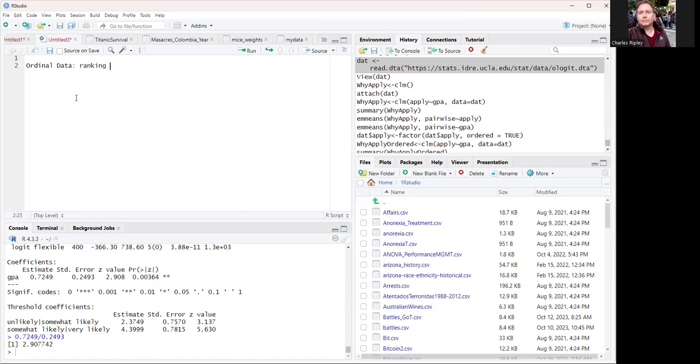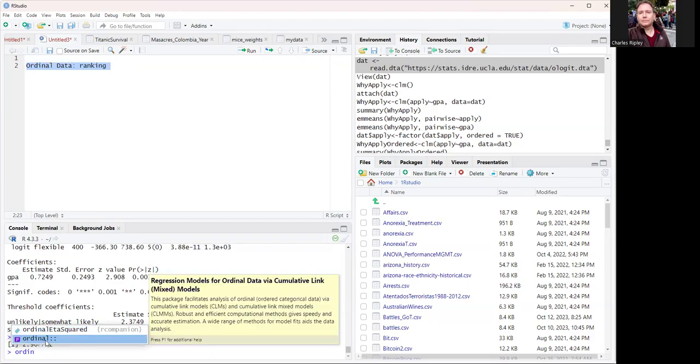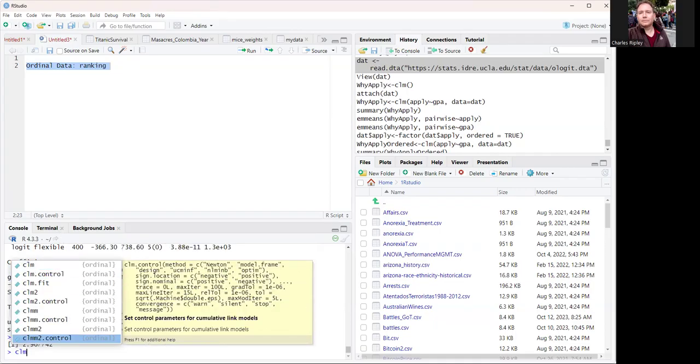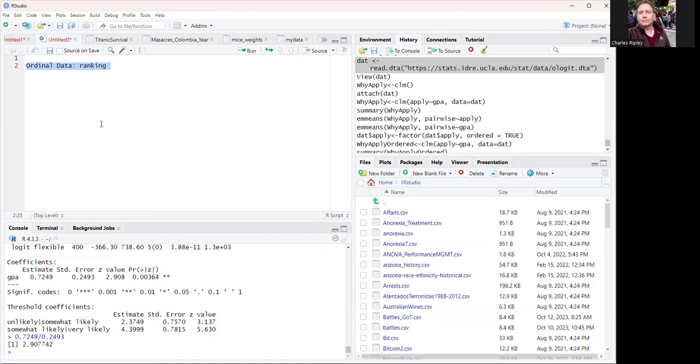But it's very, very important to understand that this ordinal data has its own stuff. So we're going to use the ordinal package. It's already there, but you know how to get a package out: install in quotes and then library with no quotes. So we're using the ordinal package. And the function is CLM. So it's like the LM function, just CLM. See? Ordinal package.